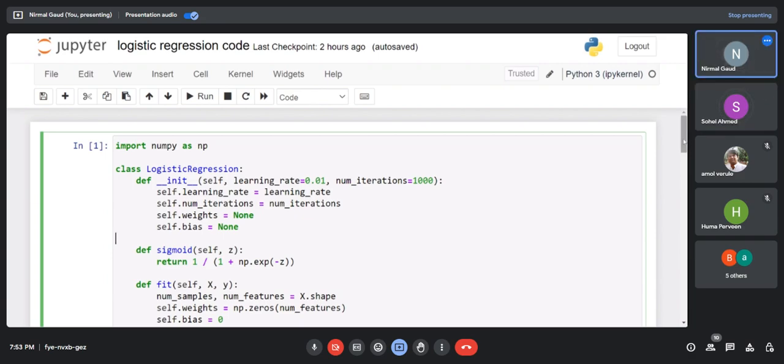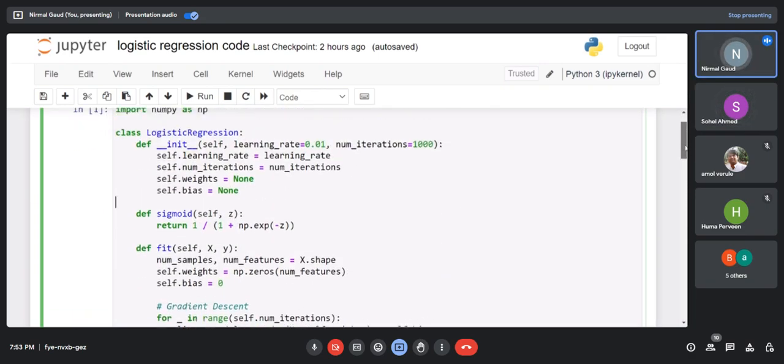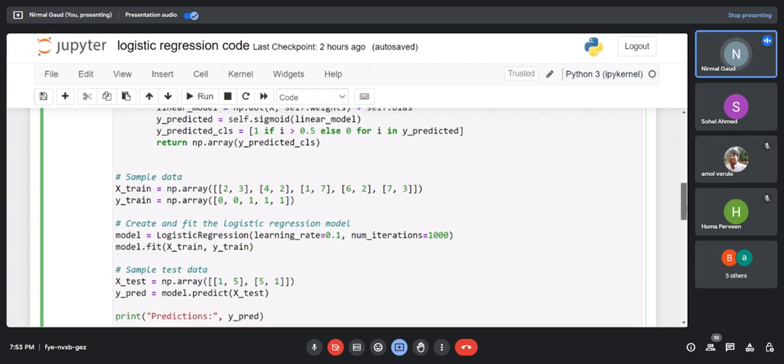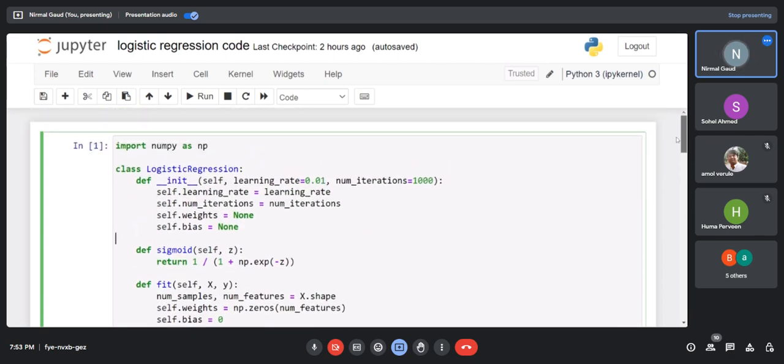Yes, you can change this algorithm. You can do it. This is the algorithm of logistic regression which we have implemented. You can change it, and then you can have your own algorithm. In scikit-learn, this code is already present for logistic regression.